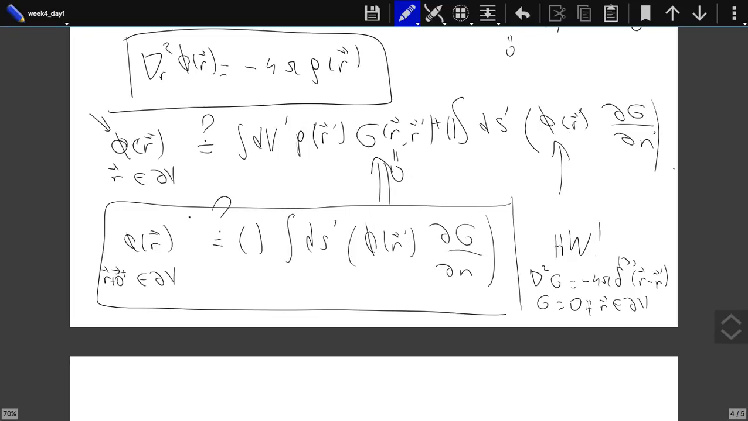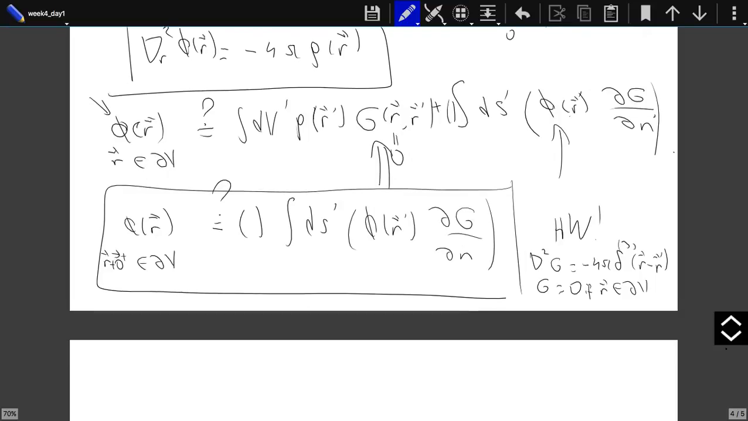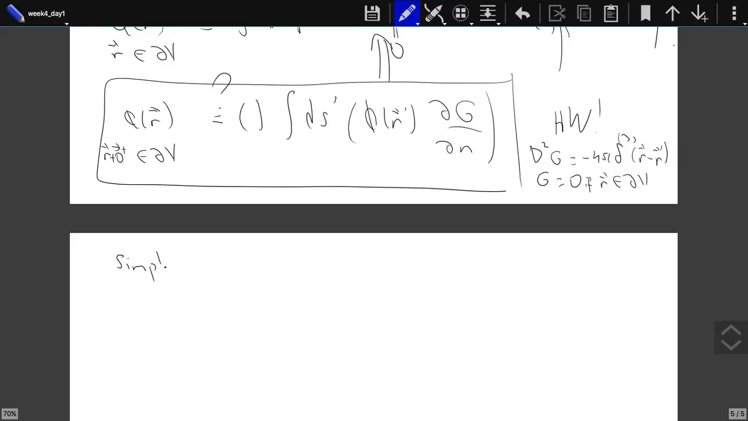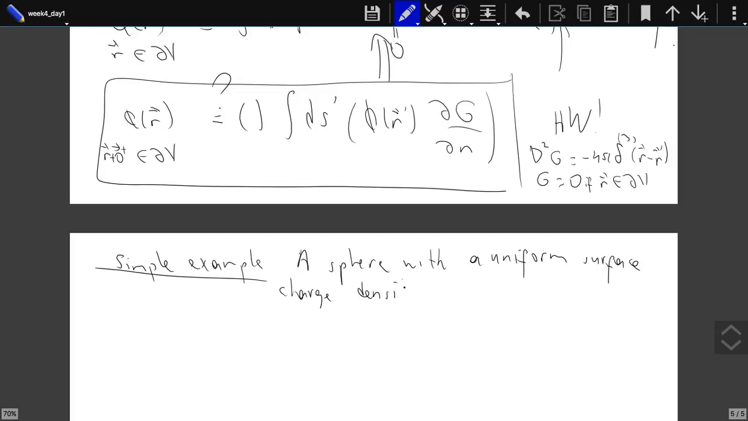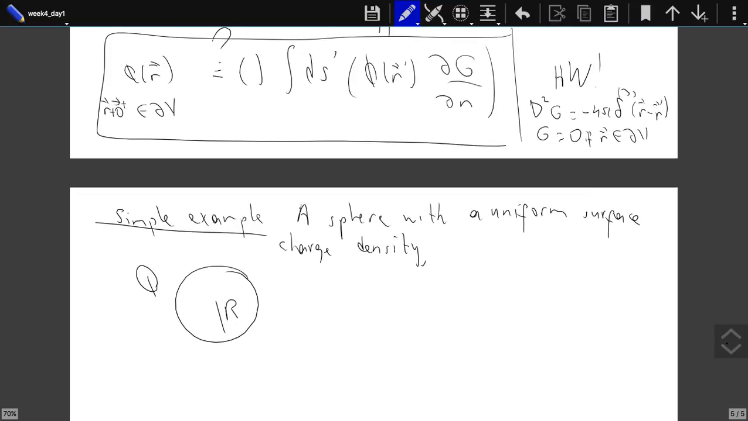For example, we can try a simple example and see whether this works or not. Let's check it in a simple example. A sphere with a uniform surface charge density, radius r, total charge q. This will be kind of too trivial, but let's see how it works. Well, the potential on the boundary will be just q over r. That is the potential on the boundary.